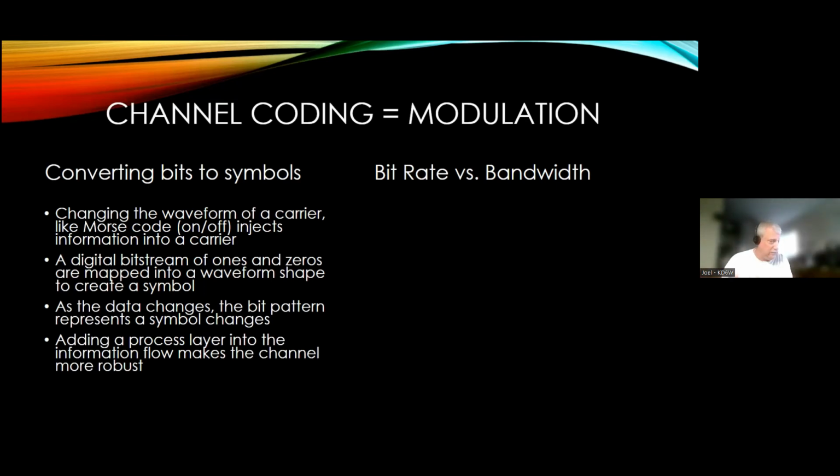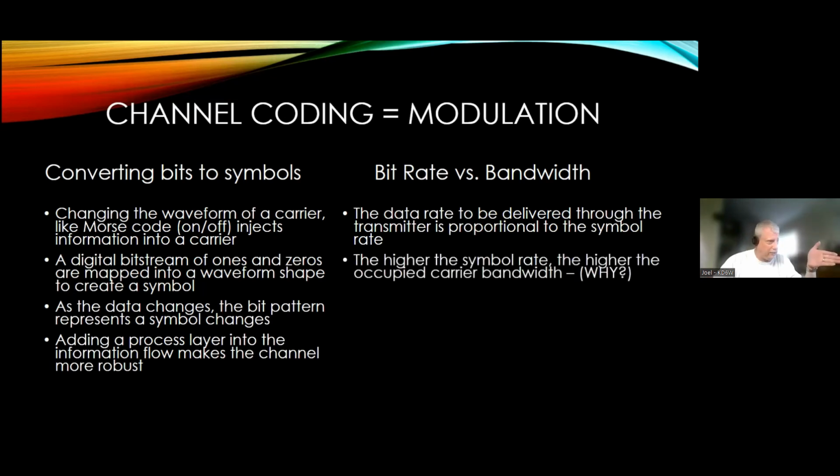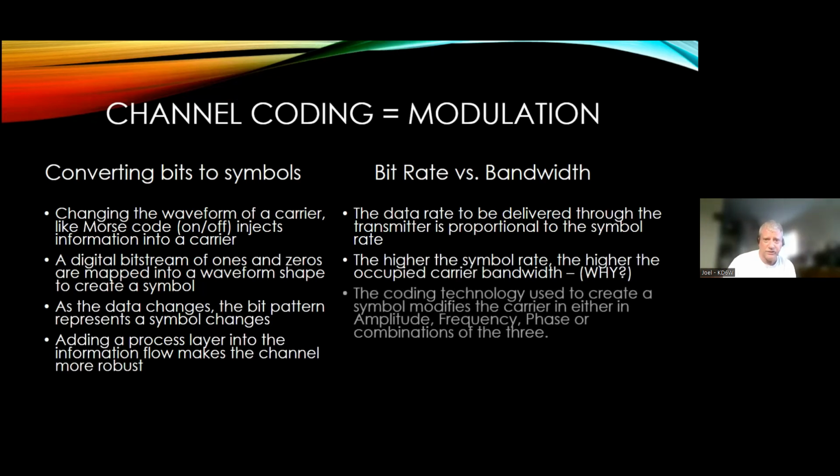Well, the same is true when you're talking about the data rate to be delivered through a transmitter. It's proportional to the symbol rate. So the higher the data rate, the faster the symbol rate. And that means more bandwidth. So the higher the symbol rate, the higher the occupied carrier bandwidth. And the reason why is simple.